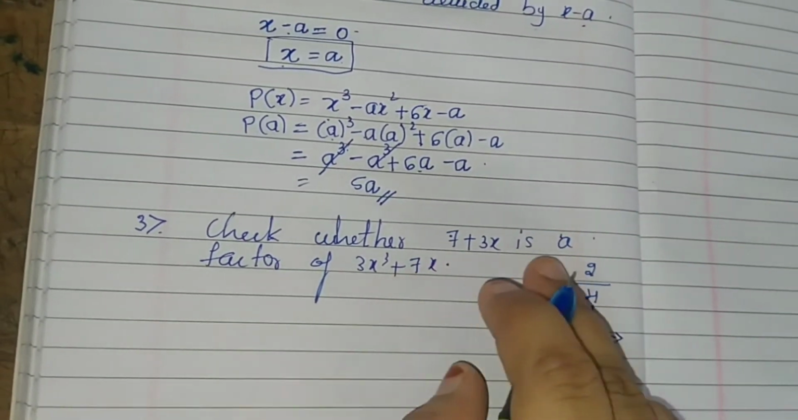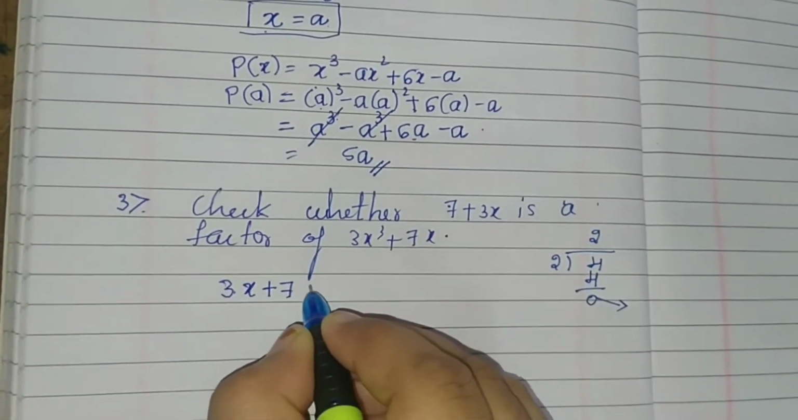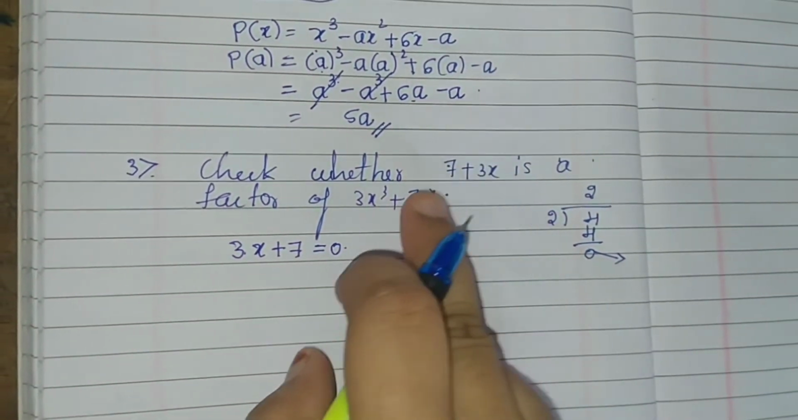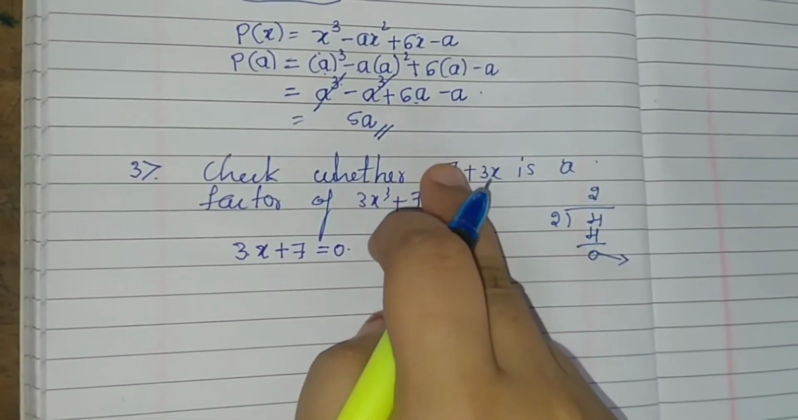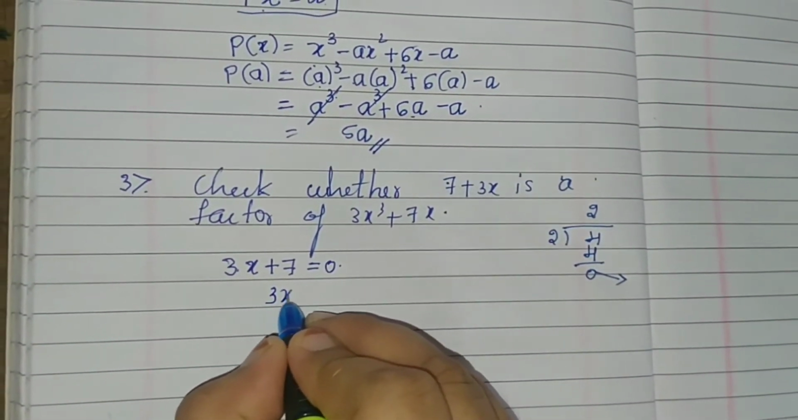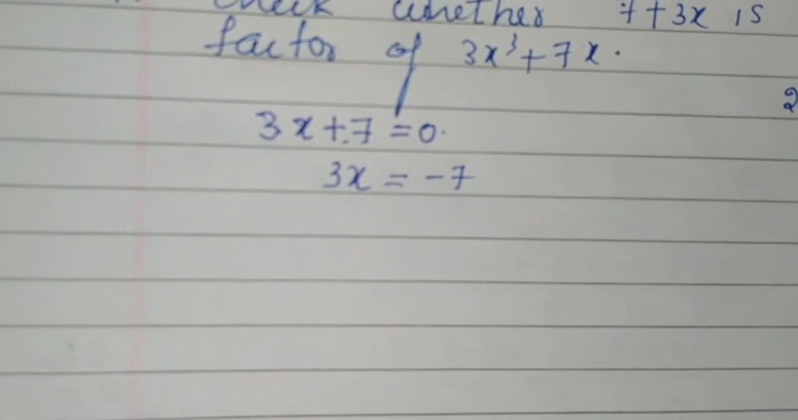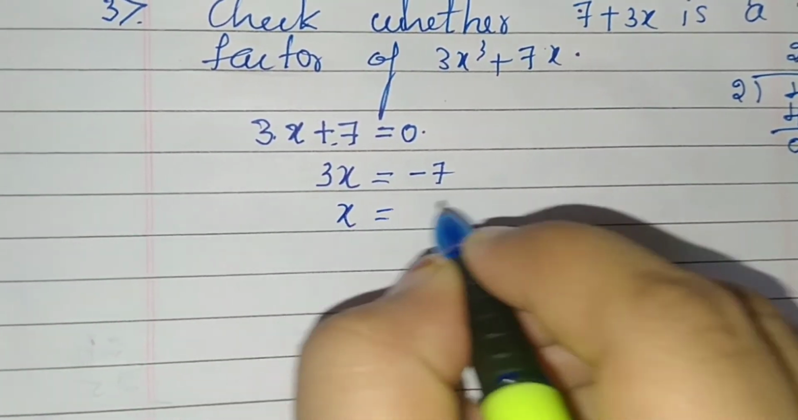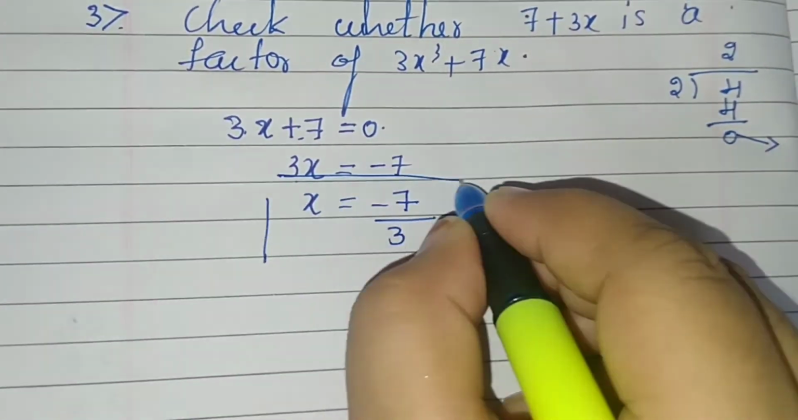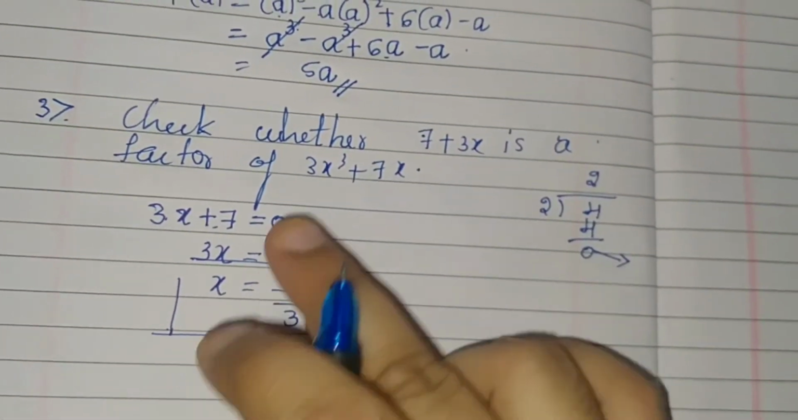So what you have to do now, you have to consider this 3x plus 7. So you have to equate it to 0. Okay. So you have to check whether this is a factor of this. That means you have to consider this as a divisor. You have to find the zero of the polynomial of this now. Okay. So now 3x will be equal to minus 7. Here plus 7 is there, it will come here as minus 7. So after that x will be equal to minus 7. Here into 3 is there, it will come here, meaning divided by 3. Minus 7 by 3. So this minus 7 by 3 you have to substitute in this value.